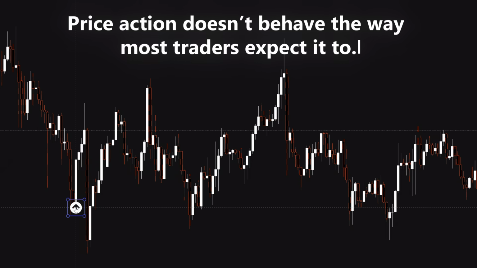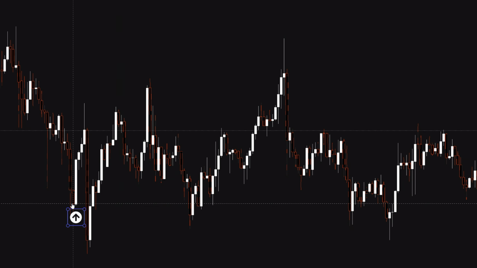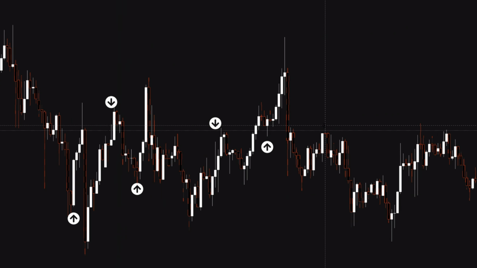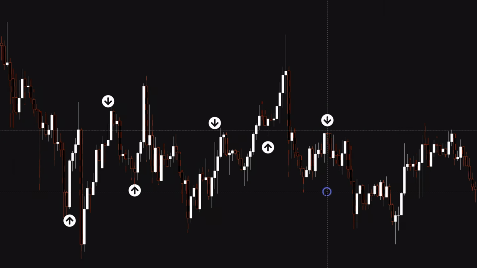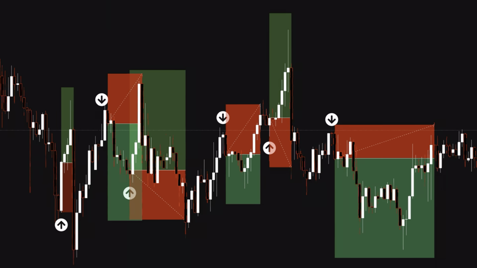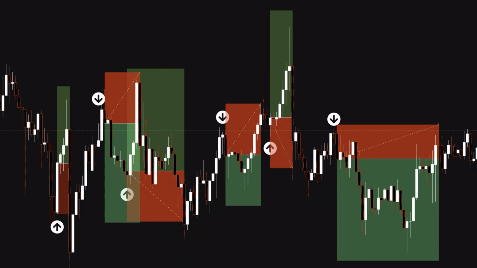Price action doesn't behave the way most traders expected it to. And if you look at this XAUUSD 15-minute chart, that becomes obvious almost immediately. At first glance, everything looks like opportunity. You see pushes up, pushes down, quick reversals, and a series of trades that get stopped out one after another.